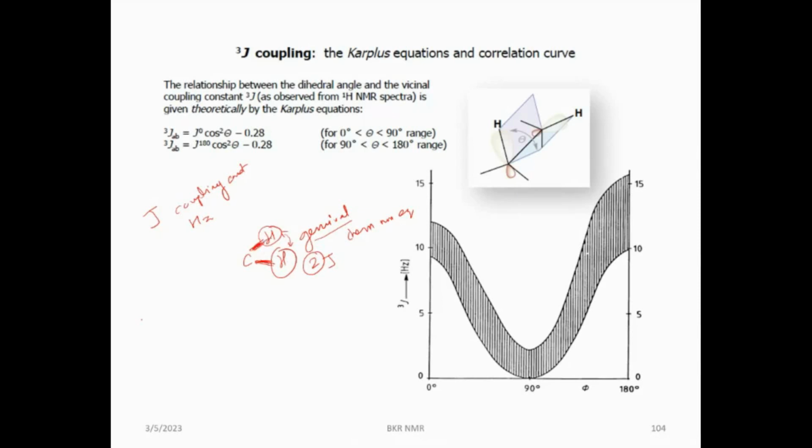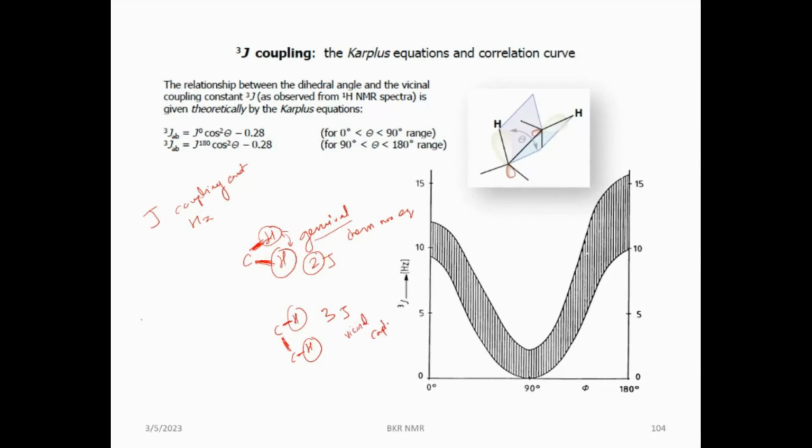One bond, two bond, so it's 2J coupling. Suppose I have adjacent carbons with hydrogens. These hydrogens are known as 3J coupling because the number of bonds between them is three: one bond, two bond, three bond. They are three bonds away. This 3 bond coupling is known as vicinal coupling.